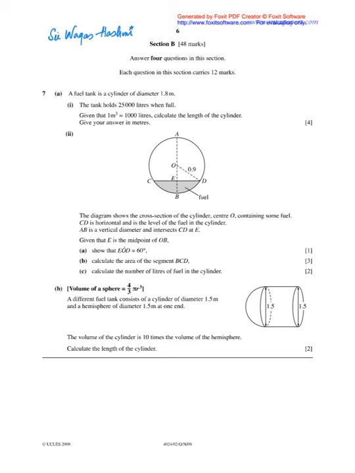It's question number 7 from the topic mensuration. It says that a fuel tank is a cylinder of diameter 1.8 meters. The tank holds 25,000 liters when full. You have the conversion factor as well. Calculate the length of the cylinder. Give your answer in meters.